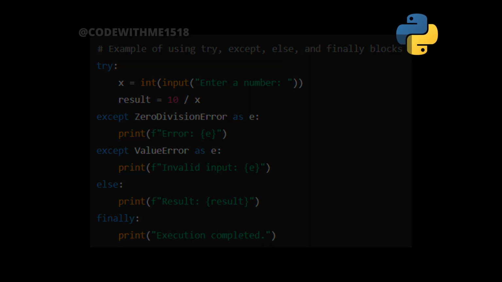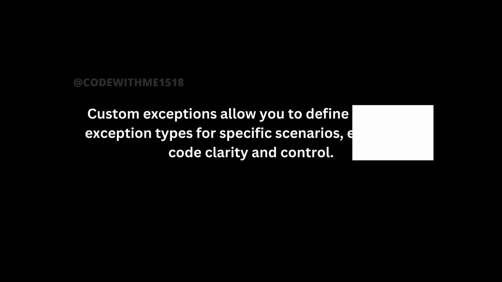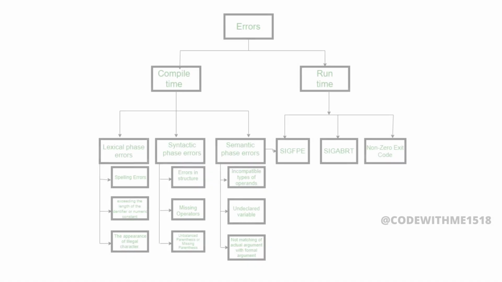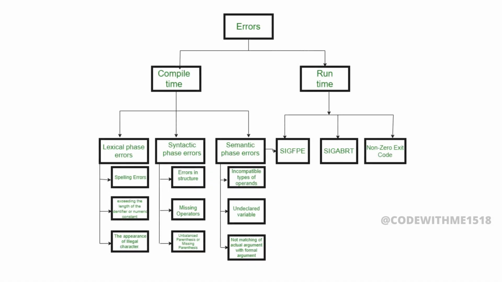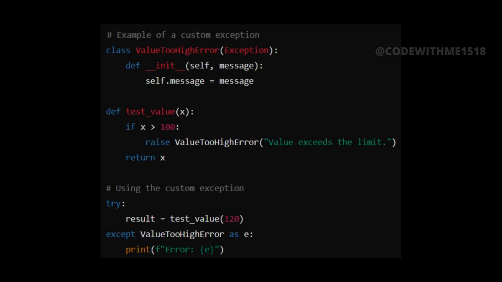Finally, let's discuss custom exceptions and advanced error handling strategies. Custom exceptions allow you to define your own exception types for specific scenarios, enhancing code clarity and control. Here's an example of defining and raising a custom exception. In this example, Value2HighError is a custom exception class that inherits from the base Exception class. We define a function test_value that raises this custom exception if the input value exceeds 100.